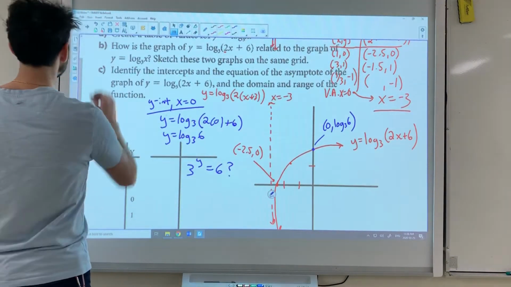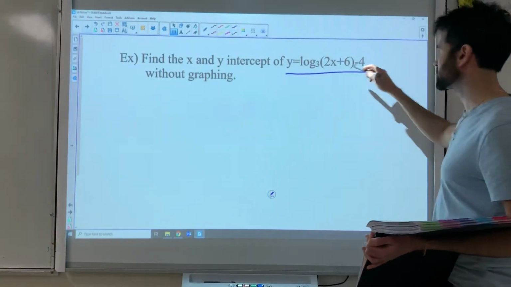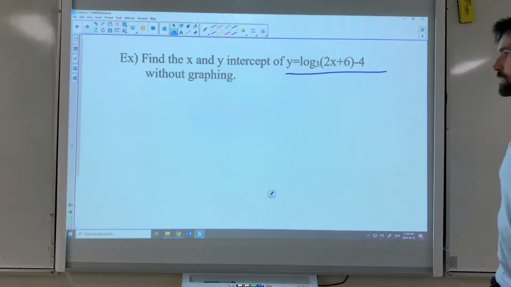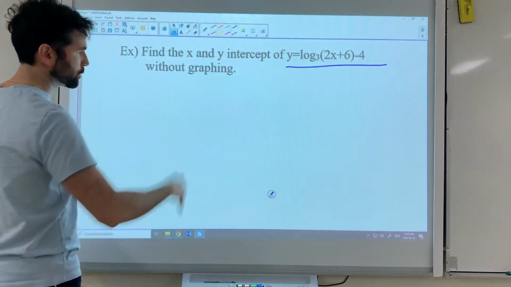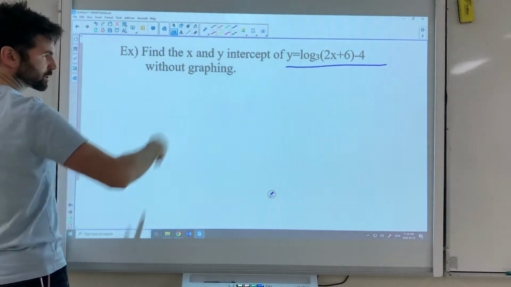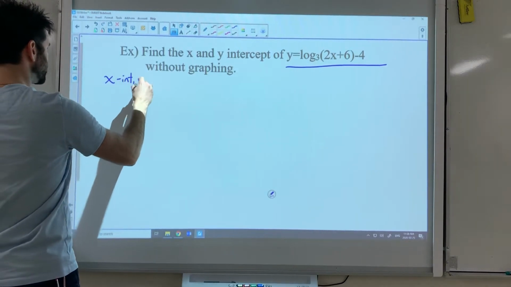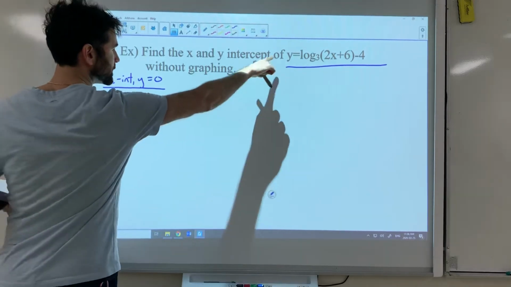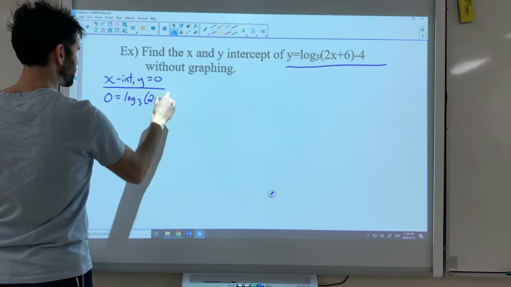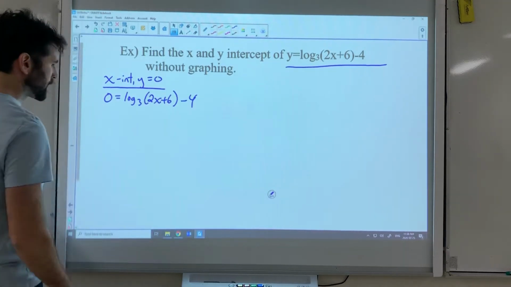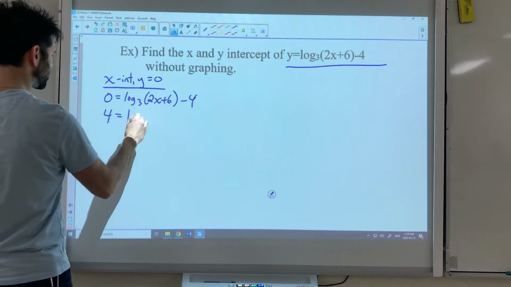Okay? So what do these actually look like on the exam? I'm going to do a question in just a moment. I think I have one more thing. Let's just find the x and y intercept of this function. It's very similar, but it's got a -4 out here, without graphing. Because sometimes they ask this question on the exam. So they'll just say, hey, what's the x-intercept? What's the y-intercept? What's the vertical asymptote? Stuff like that. So if you're finding the x-intercept, then y equals 0. Okay, so you can take this and go 0 equals log base 3 of 2x plus 6, minus 4. Now, if I'm ever going to solve this, I need to bring the 4 over to this side so I can get it into exponential form.